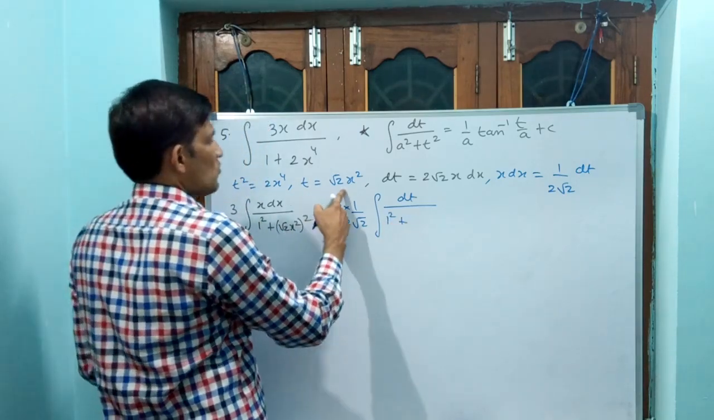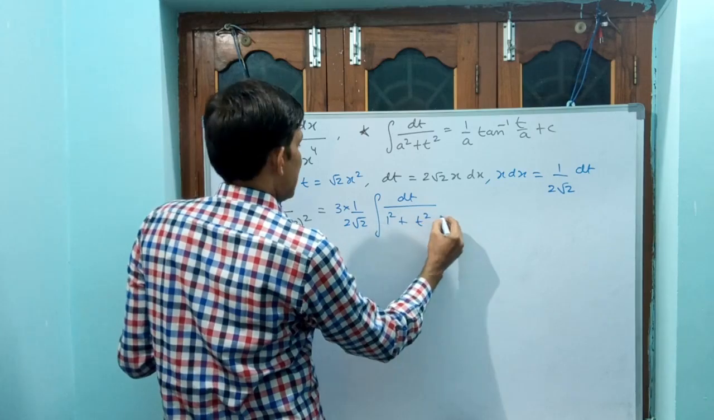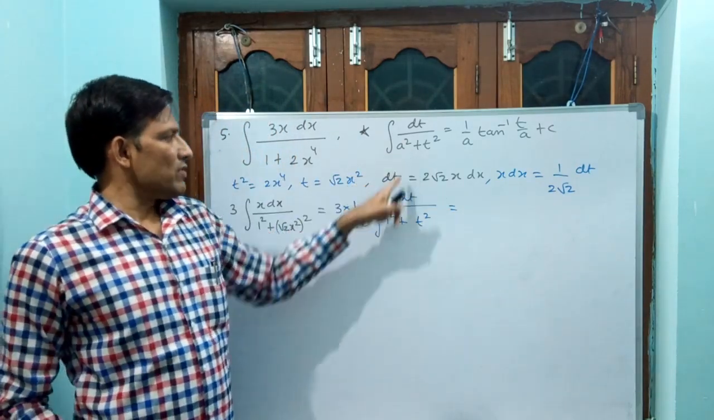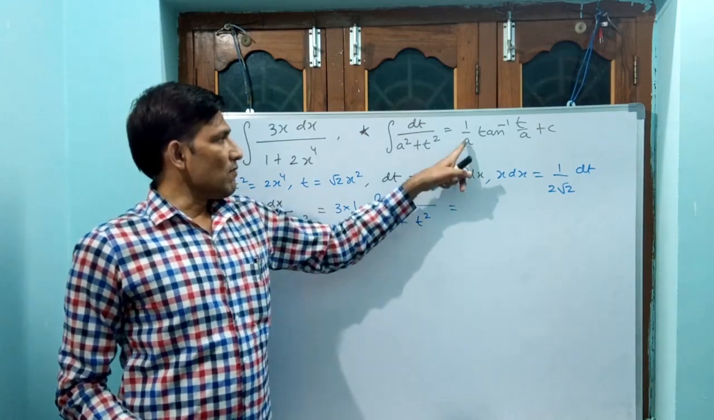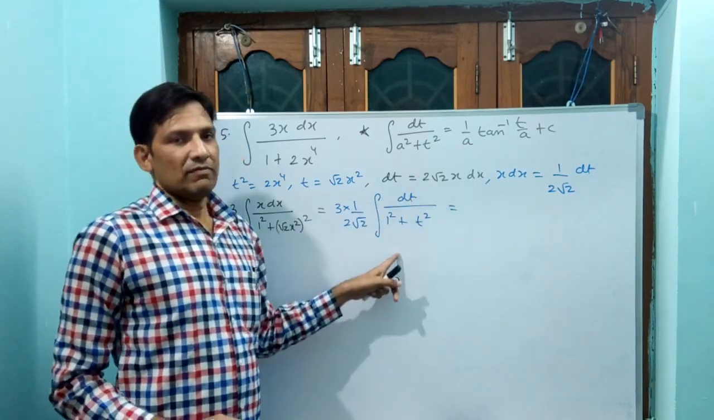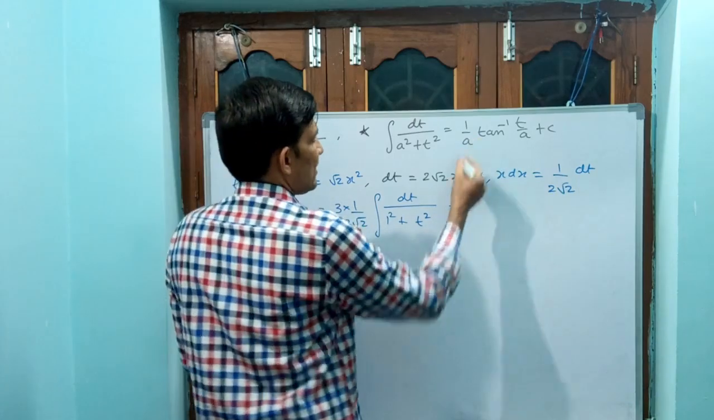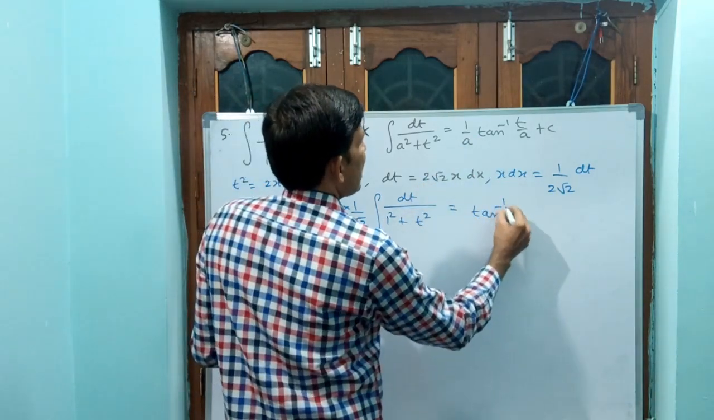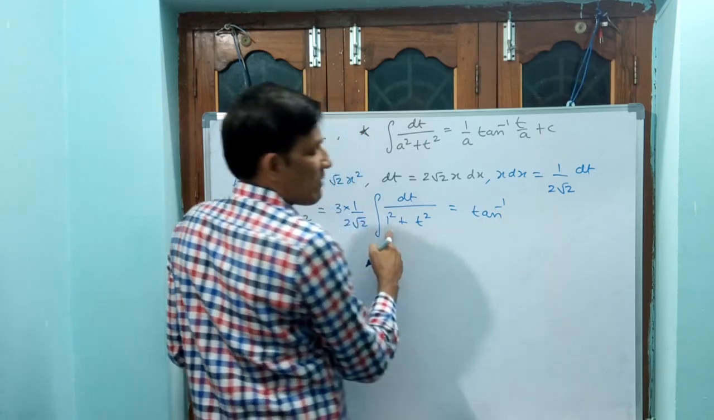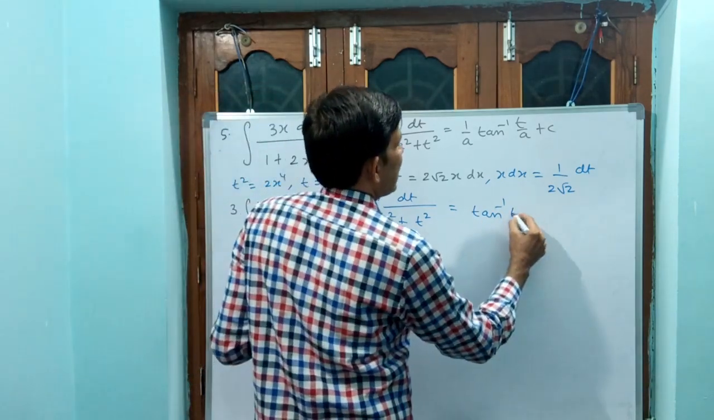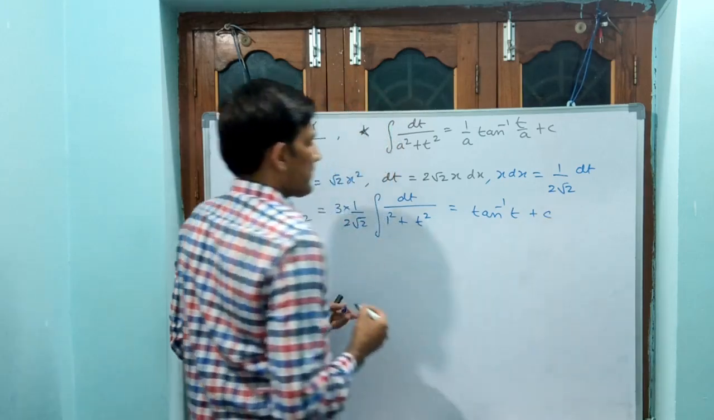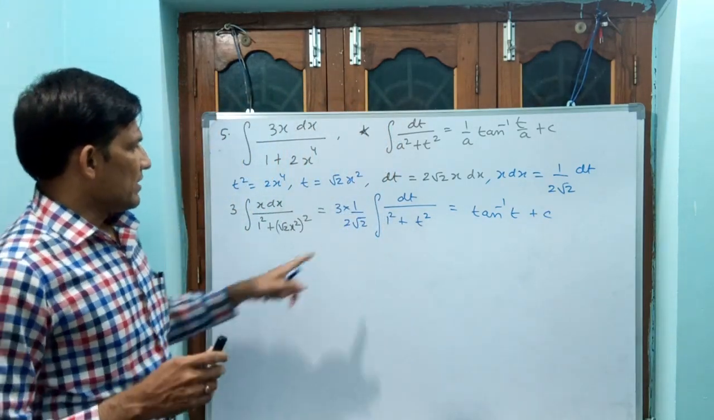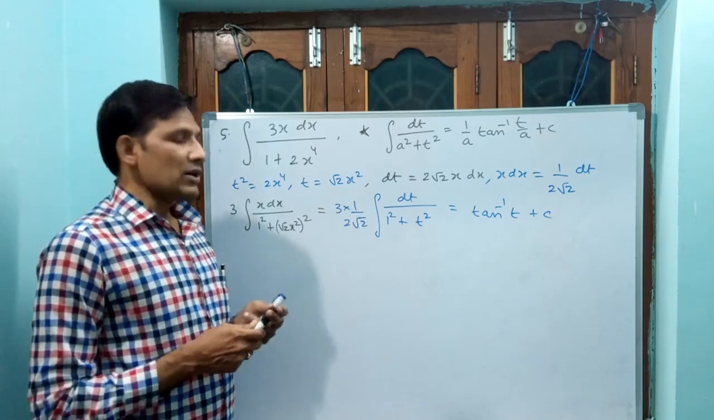t will be root 2 x square. t square is equal to, same formula, a square is 1. Then 1 by 1 you need not write now. Why? Because we have got experience. Directly we will write it, and we need not write 1 by 1. Directly I am writing tan inverse t, and t by 1 also you need not write. You write only tan inverse t plus c. Okay, wait. Here it is there, na, 3 by 2 root 2.